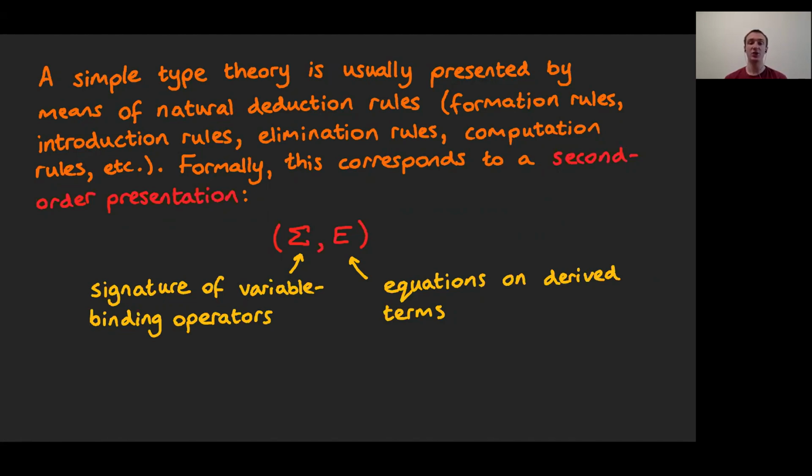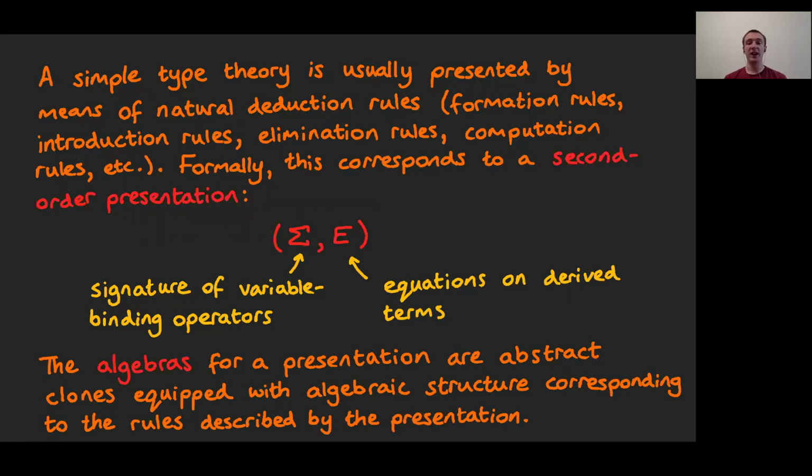And this is analogous to the presentations from universal algebra. So a second order presentation consists of a signature of variable binding operators. So a signature means that we have a list of operators represented by their arities and co-arities, and the arity may be binding. So we can capture things like lambda abstraction. And then we also have a set of equations on the derived terms, which are formed by closing the operators under substitution.